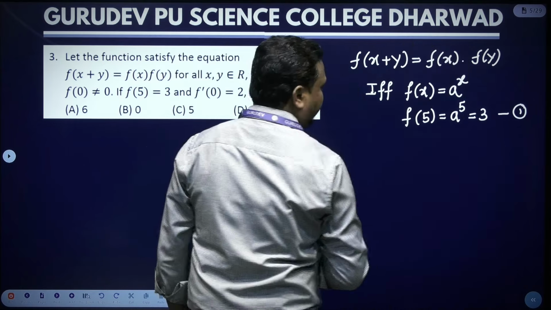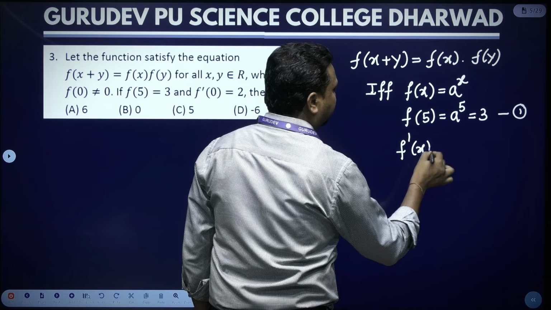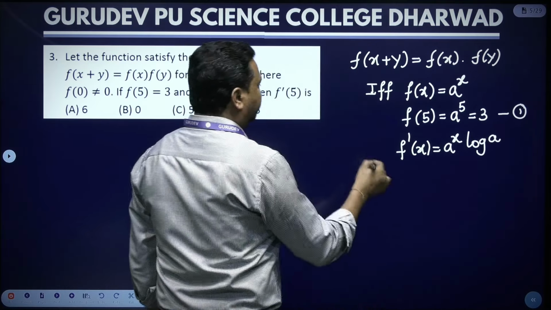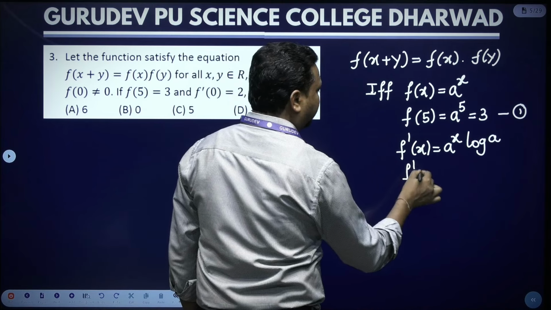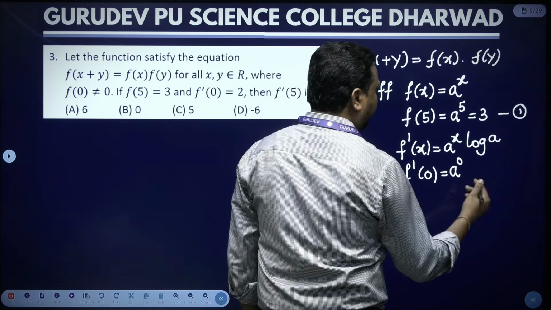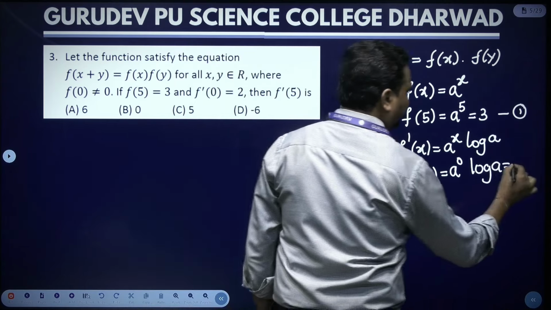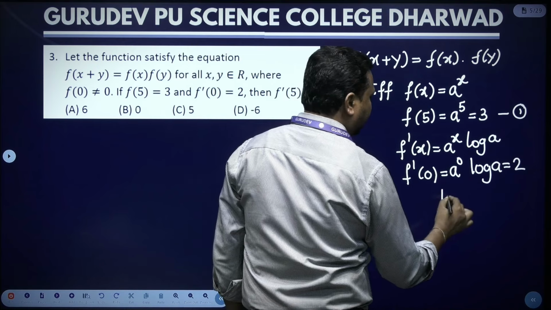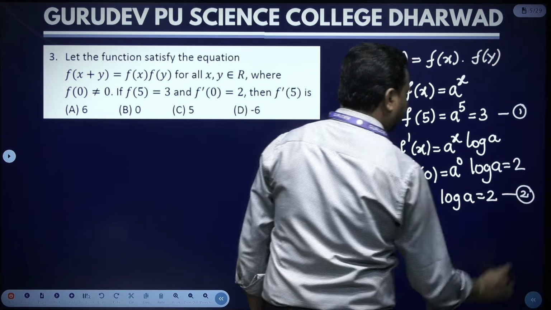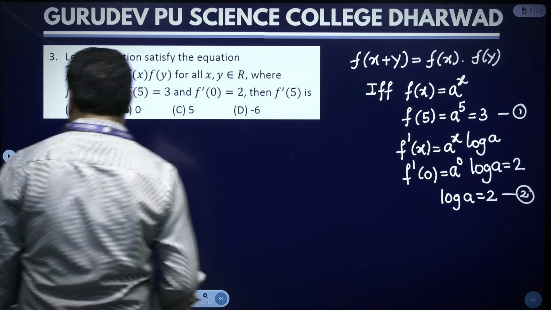And f dash of 0 is given. F dash of 0 means I have to differentiate this function. When we differentiate, what happens, f dash of x is equal to a^x into log a. Then you have to put x equal to 0. So f dash of 0 is equal to a^0 into log a. F dash of 0 is 2 is what is given. a^0 is 1. Therefore log a is equal to what, let us see. That will become 2. Log a is equal to 2. Clear? Now the question is f dash of 5 you have to find. Therefore, what is f dash of 5 is equal to?